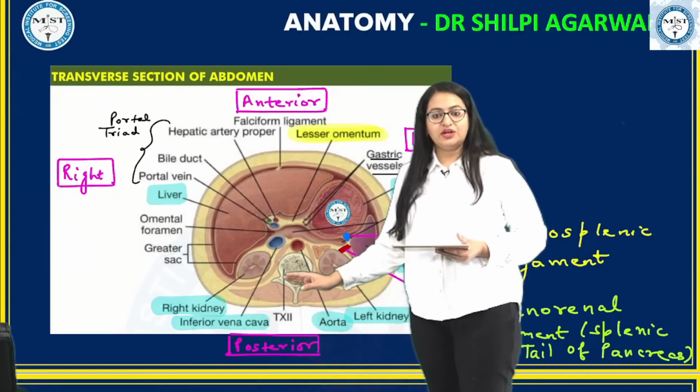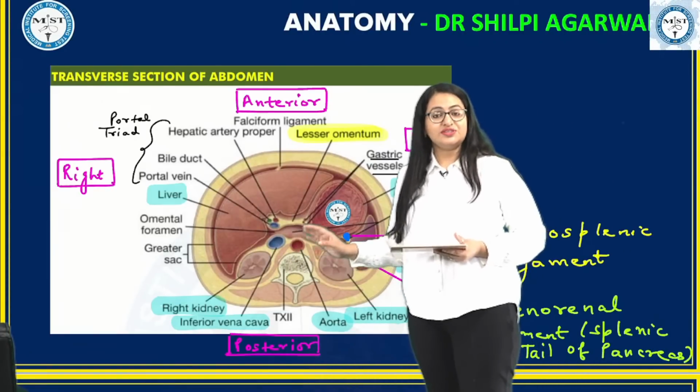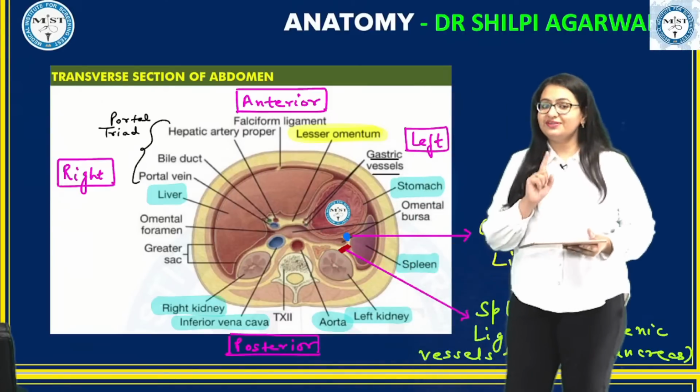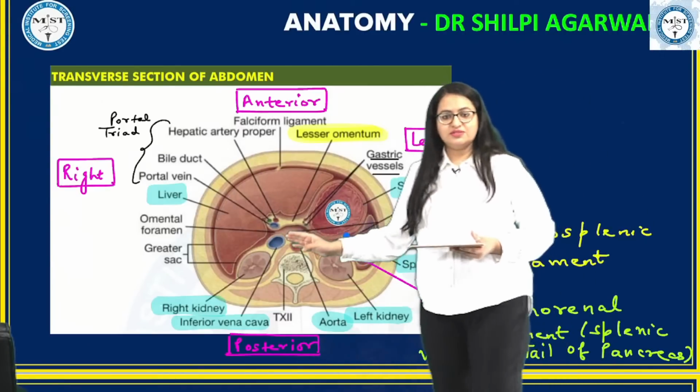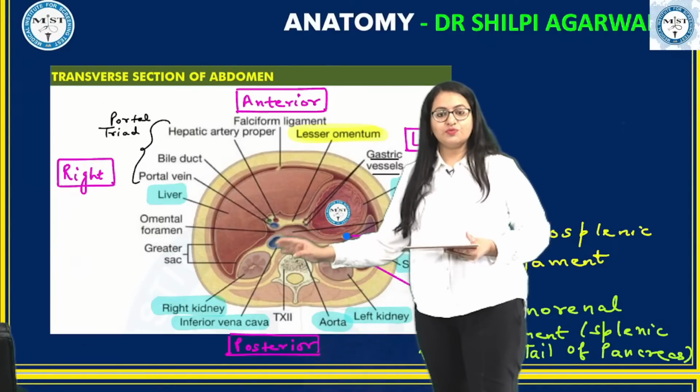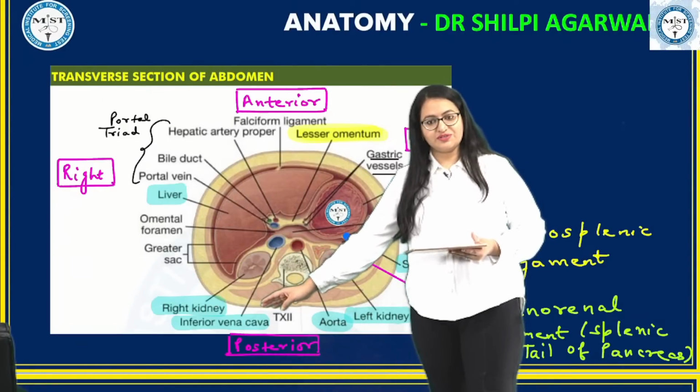Over here you have the right kidney and the left kidney. Then just in front of the vertebra, the section which you see is the aorta. Which aorta? Descending aorta. And this blue colored section which you see over here, this is what? Inferior vena cava. This is the inferior vena cava.